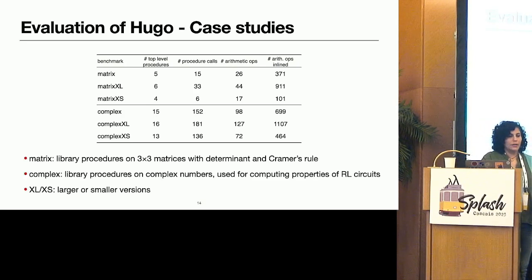So we have two case studies, one with matrix operations and the other with computations over complex numbers. And also the XL and the XS version of those two case studies have fewer or more procedures. Meaning that, we added these case studies so that we could evaluate the scalability of Hugo.